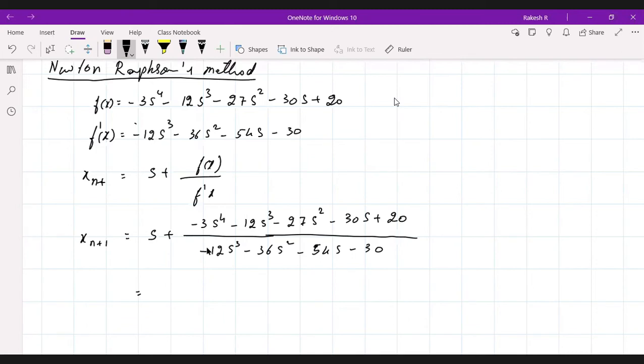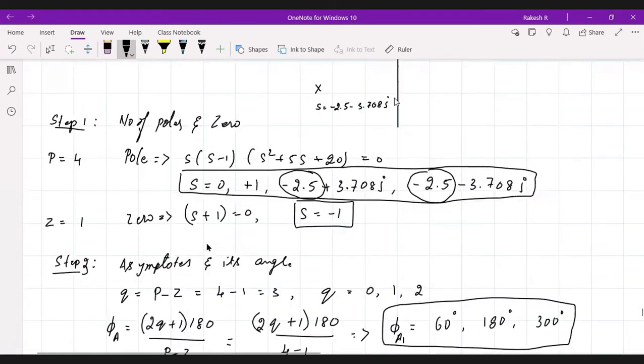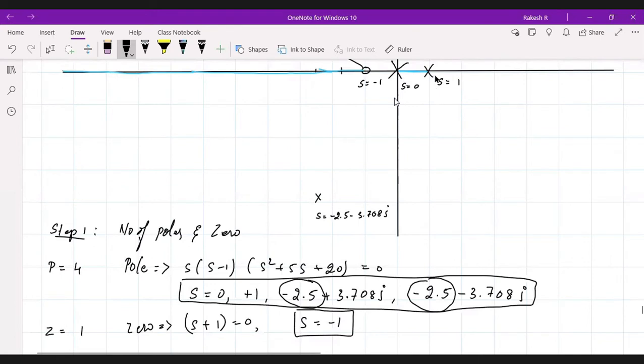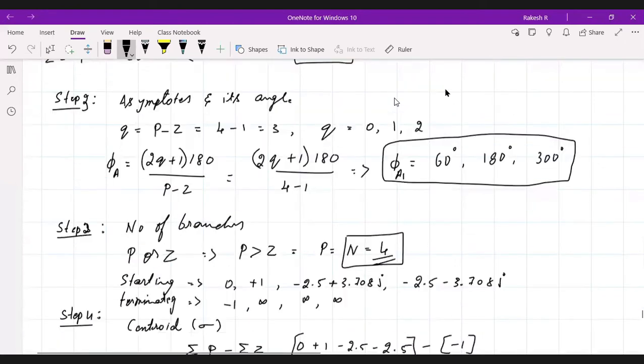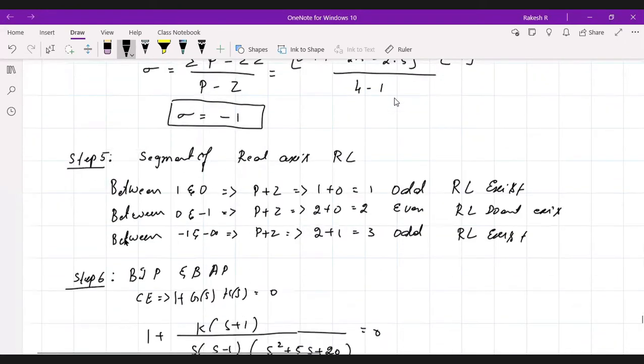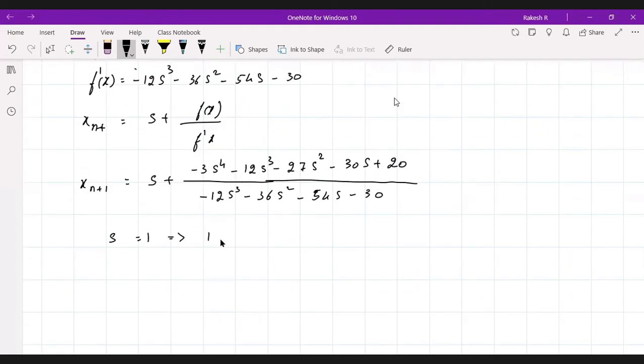For calculating, the first number you need to substitute is the root that lies in between 0 and 1. From the left hand side, we shall find the root. So you can substitute s equals 1. Substitute x equals 1 here. What is the root you have got? For the first trial, we considered s equals 1, and for that we have got 1.3939.